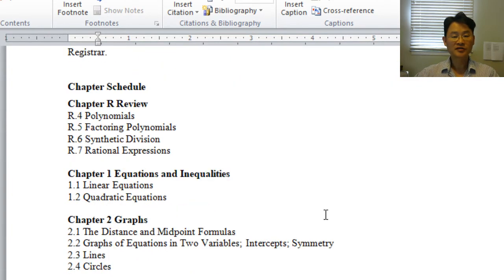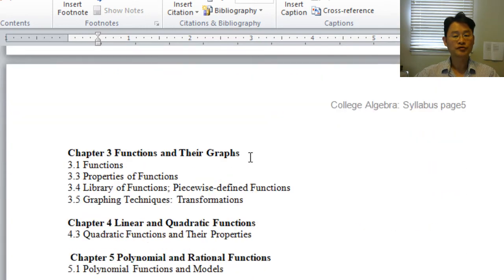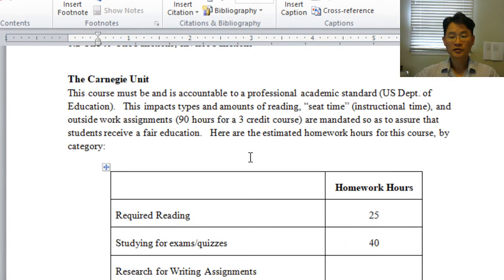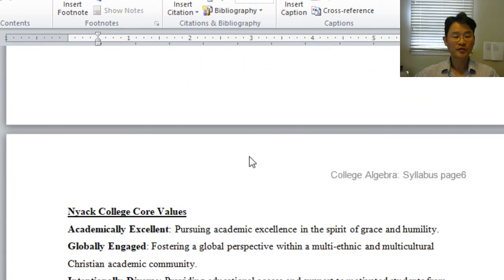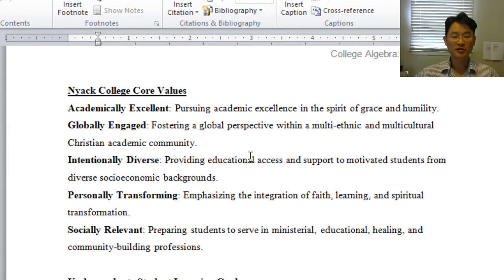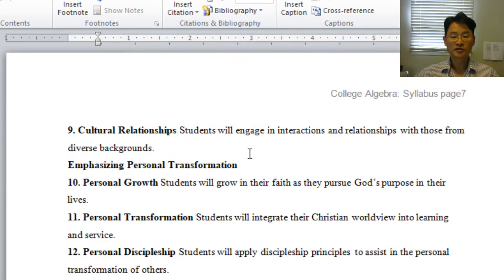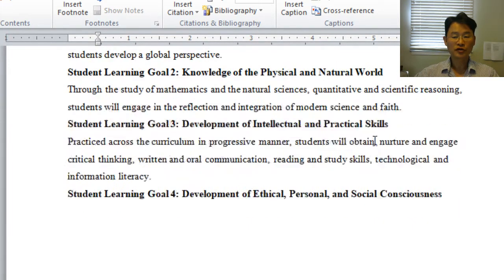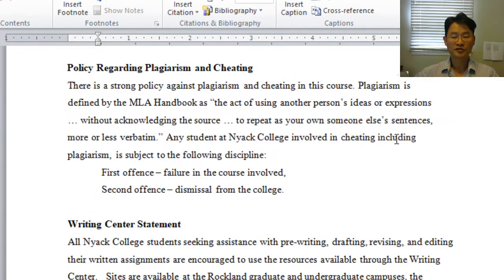Okay, so these are the chapters and these are the topics that we are going to study, right? All right, and this is kind of unit, and don't worry too much about it. There's like college core values, undergraduate learning goals, and there is arts and science student learning goal, and there's a Department of Mathematics student learning goal as well.